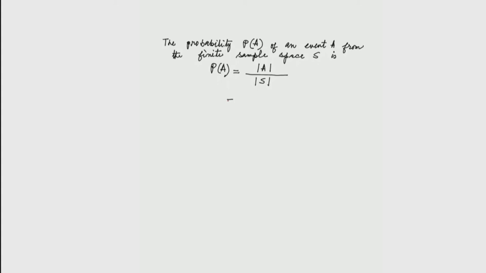So, it can be written in this way also. Number of favorable outcomes for the event A divided by number of all possible outcomes.